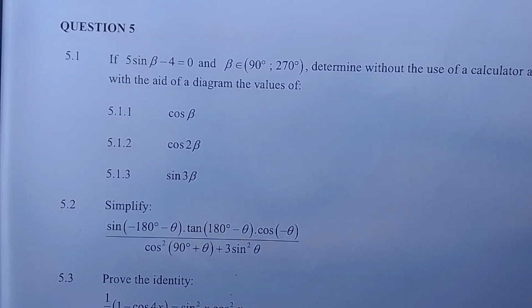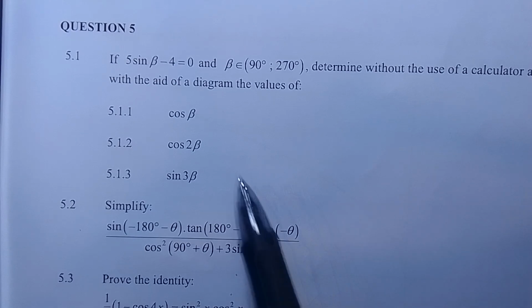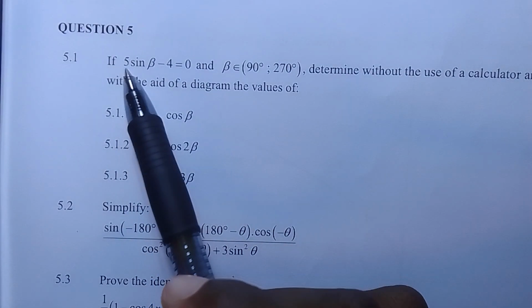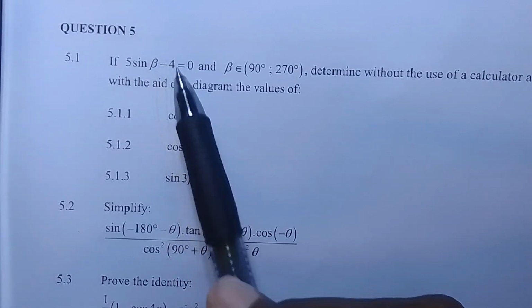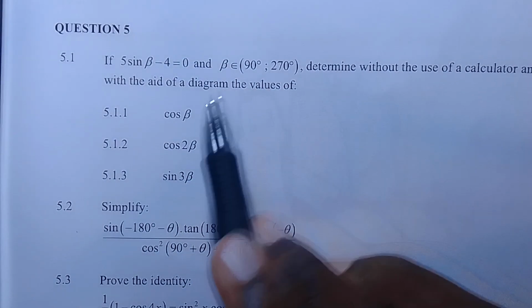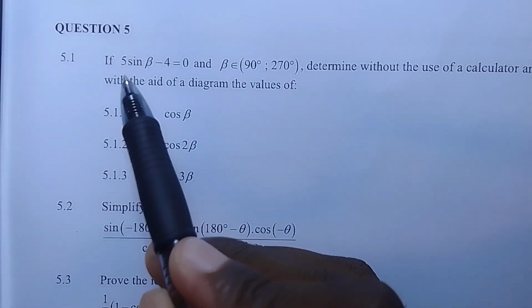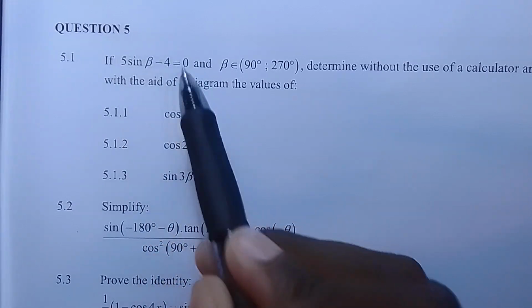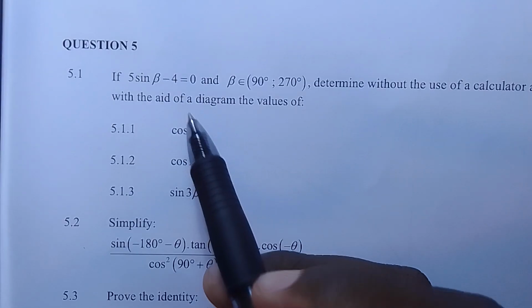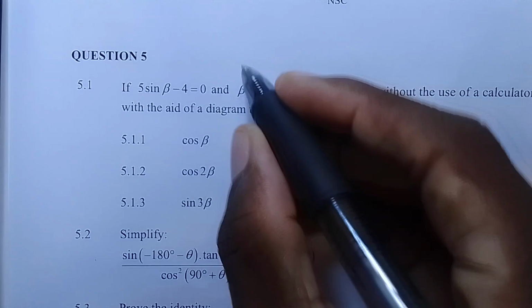In this video, we'll be doing question 5 of the March 2025 common paper for KZN Grade 12. They say that if sine beta is equal to this, we should determine these. The first thing you do is take what you're given and try to make it a simple ratio where you can identify the quadrant.